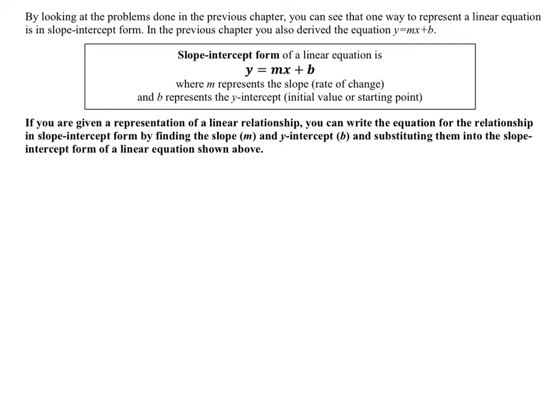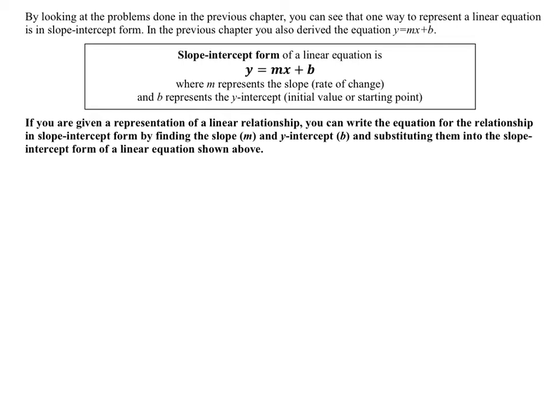By looking at the problems done in the previous chapter, you can see that one way to represent a linear equation is in slope-intercept form. In the previous chapter, you also derived the equation y equals mx plus b. So there it is. You don't have to memorize that stuff, by the way. Slope-intercept form of a linear equation is y equals mx plus b, where m represents good old slope, and b represents the y-intercept, or initial value or starting point. That's pretty important to know, that initial value, starting point.